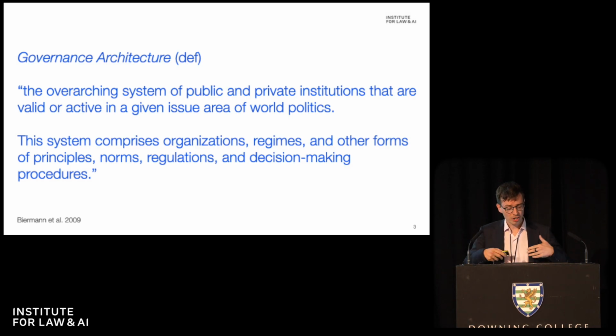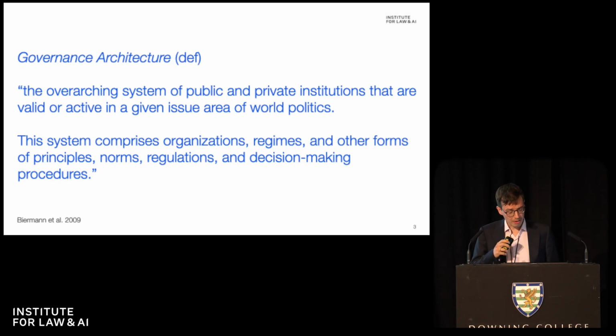In academia, a governance architecture is defined very broadly. It includes public and private institutions on a certain area in world politics. It includes organizations, regimes, principles, norms, regulations, decision-making procedures, basically the whole basket.